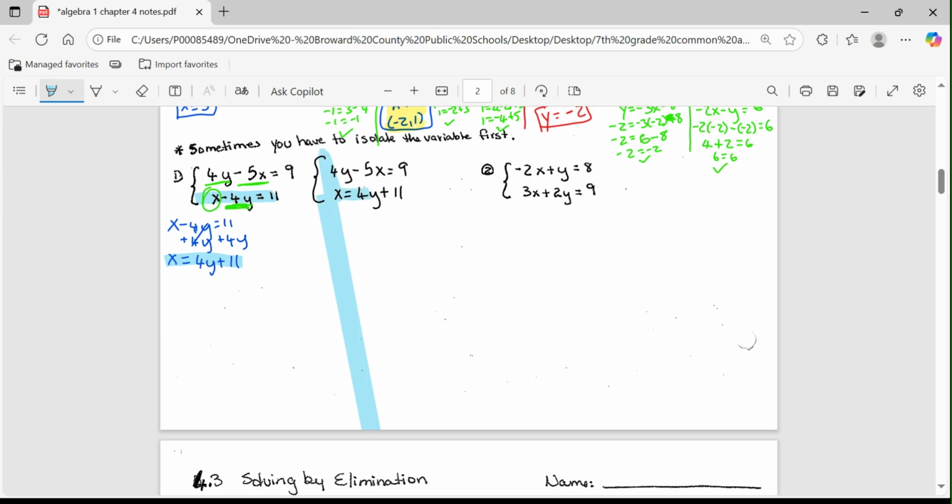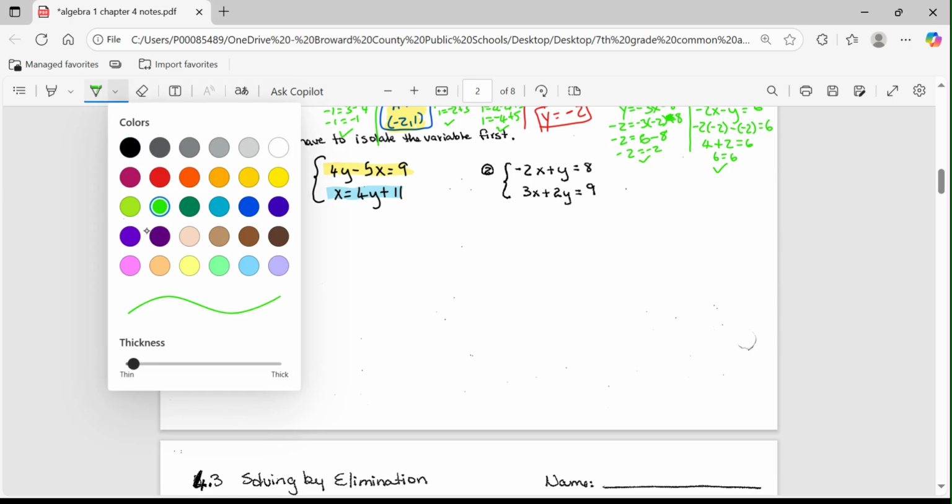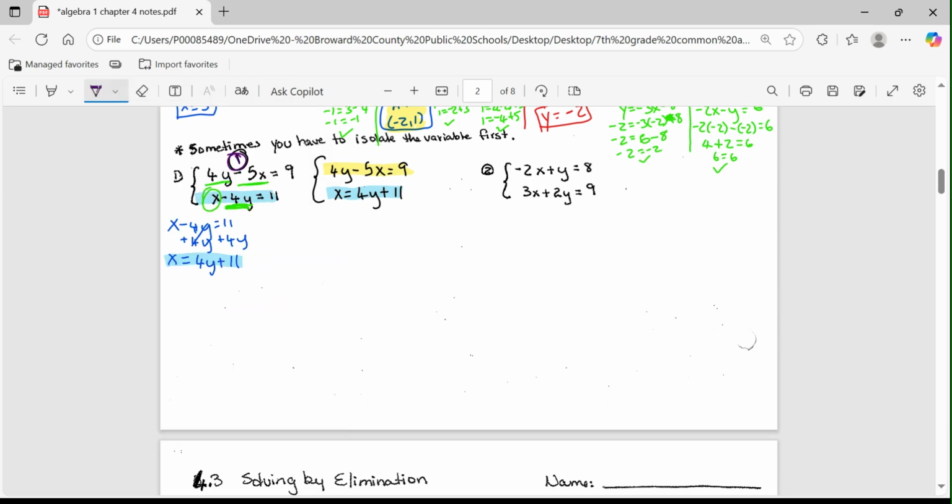So this is my new blue equation that I'm going to use. In essence, this is the problem I'm going to solve. So all I did from step 1 to step 2 is I rearranged it so that I had a variable that was isolated.